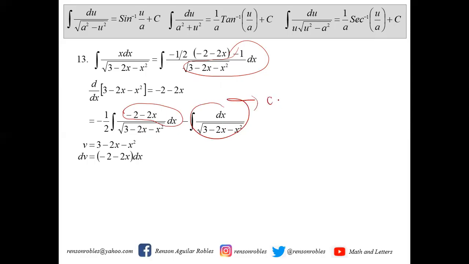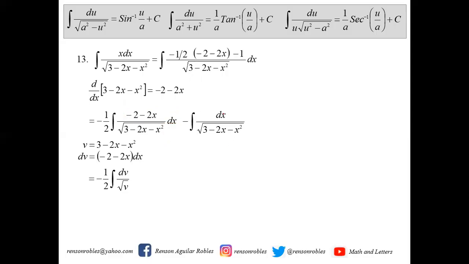And this one, we shall facilitate the integral by completing the square. So the first term can now be written in the form negative 1/2 times the integral of dv over the square root of v. And then here, by completing the square, we shall first factor out negative 1. So that's negative 1 times the quantity, then this x squared will become positive x squared, this negative 2x will become positive 2x, and this positive 3 will become negative 3. And then we shall complete the square. 1/2 of 2 is 1, squared is plus 1, and then you subtract 1.